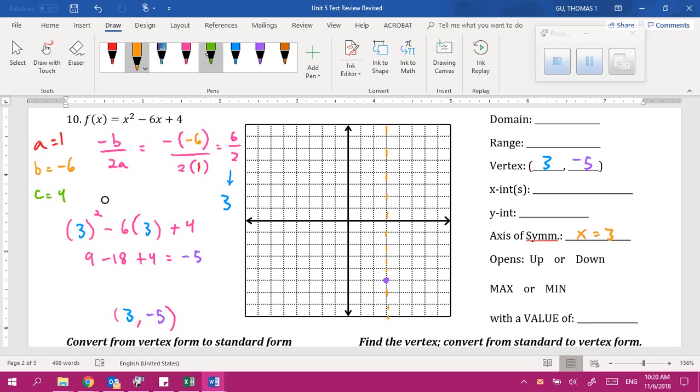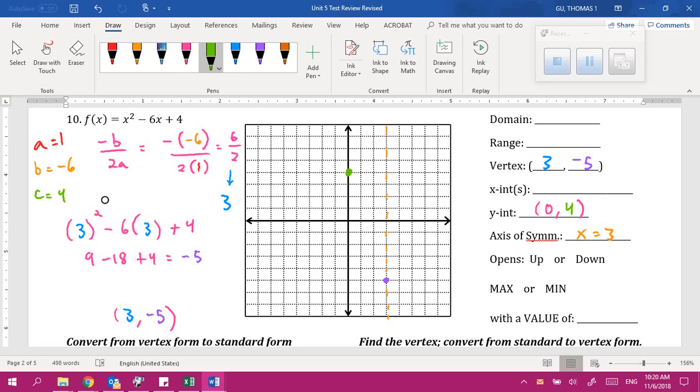Okay, now we need to find the y-intercept, right, and then we'll be pretty much ready. So the y-intercept, how do we find what that is? It's going to be at 0, 4. And where did that 4 come from? The original equation. It's the c value of the original equation, right? So 0, 4. So let's graph that then. That's the y-intercept, 0, 4 right here.